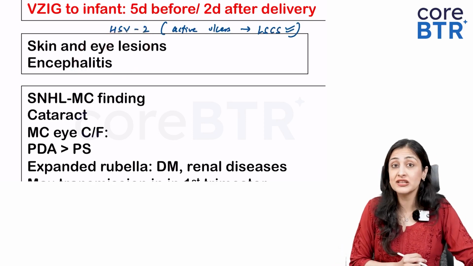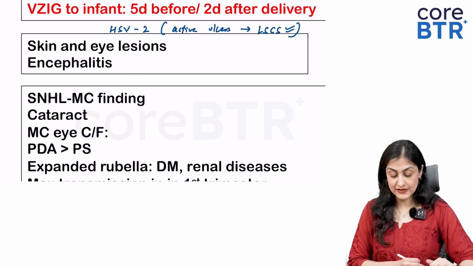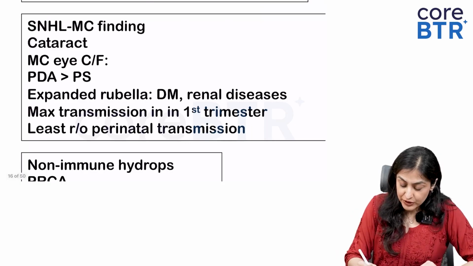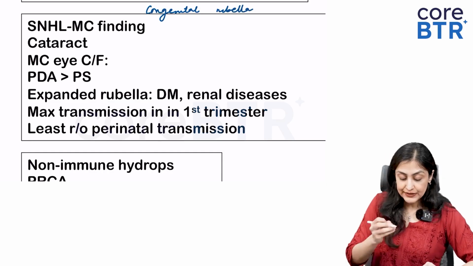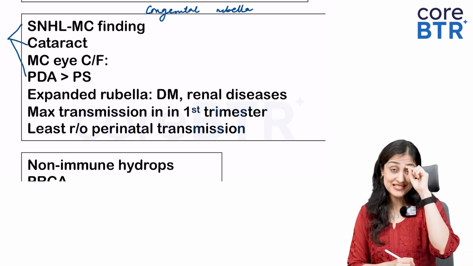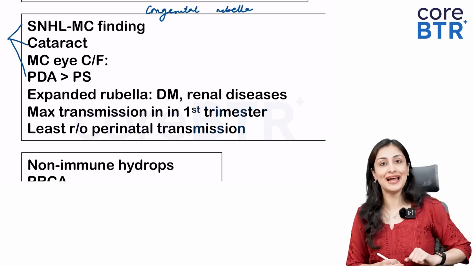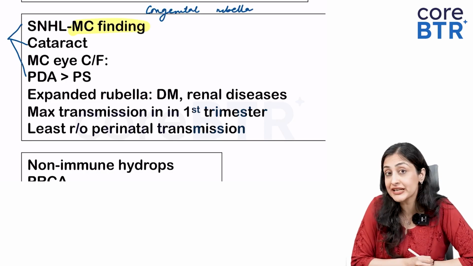So, if you do a vaginal delivery and the baby catches herpes, they'll develop these findings. Very, very important, congenital rubella, right? So, congenital rubella syndrome, what is the triad? The triad is SNHL, cataract, PDA. So, sensorineural hearing loss here also, and CMV also. SNHL here also is the most common finding.